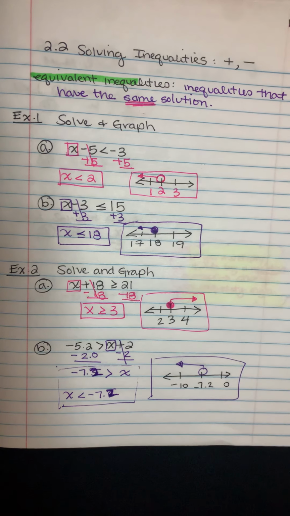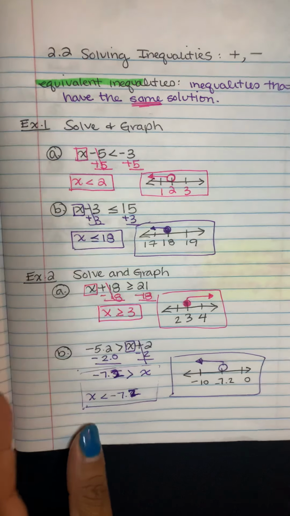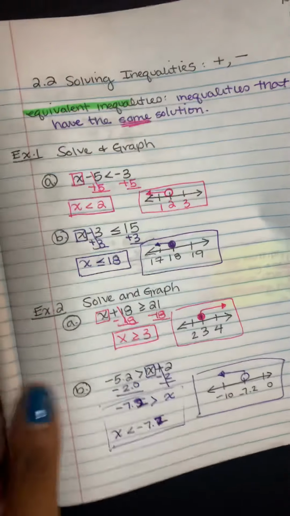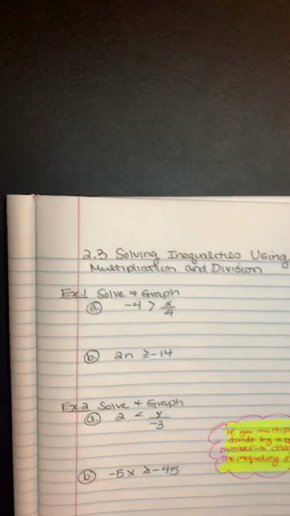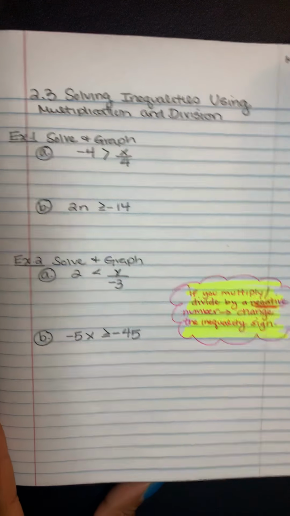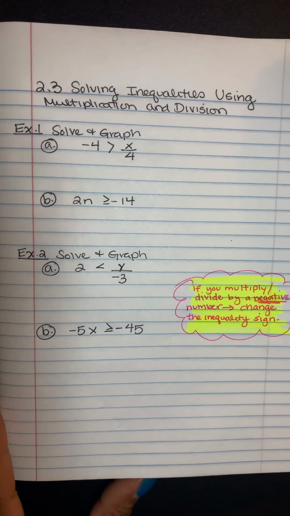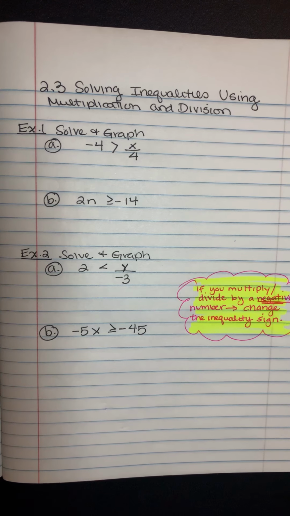Okay, in this video, we are actually combining 2.2 and 2.3. So we are done with our 2.2 notes. Let's go ahead and focus our attention on 2.3. We are solving inequalities using multiplication and division. Okay, so stop the video, pause the video, go ahead and write out the outline.